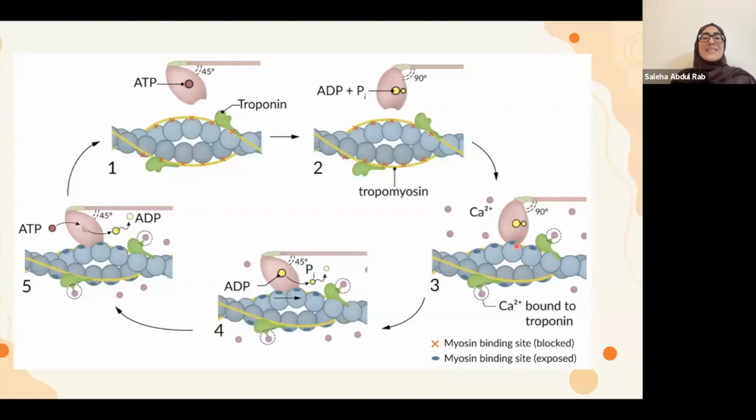Myosin comes and binds immediately. This causes the release of the phosphate ion that was produced over here. It's been here throughout. Now it's released. That's lost. Once that happens, the angle changes from 90 to 45.